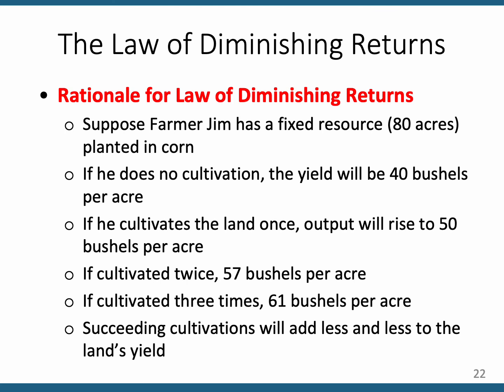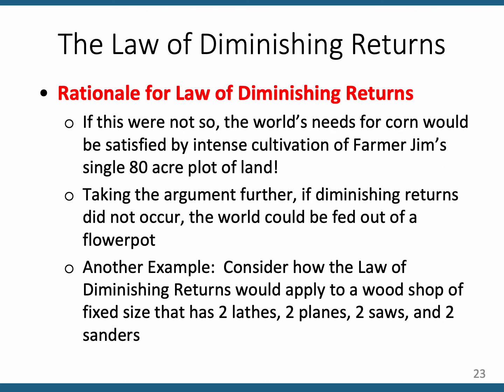Okay, so the marginal product of that first cultivation looks like 10, right? If he cultivates twice, 57 bushels per acre. Okay, the marginal product of that second cultivation was 7. If he cultivates 3 times, 61 bushels per acre. All right, it's diminishing. Marginal product is diminishing. Succeeding cultivations will add less and less to the land's yield. If this were not so, in other words, if returns did not diminish, the world's needs for corn would be satisfied by an intense cultivation of Farmer Jim's single 80-acre plot of land.